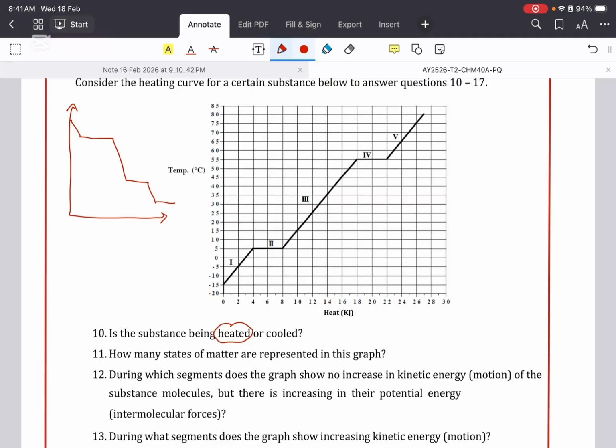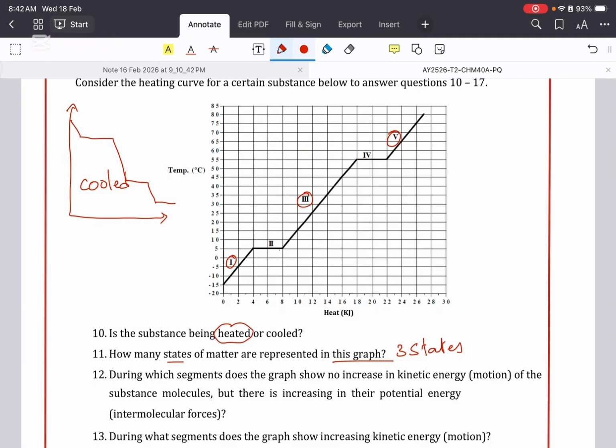How many states of matter are present? I'm going to keep it here. So how many states of matter are present in this graph? This is the state of matter of solid. This is the section for the state of matter of liquid, and that's the one for gas. So in this graph, we observe 3 states.